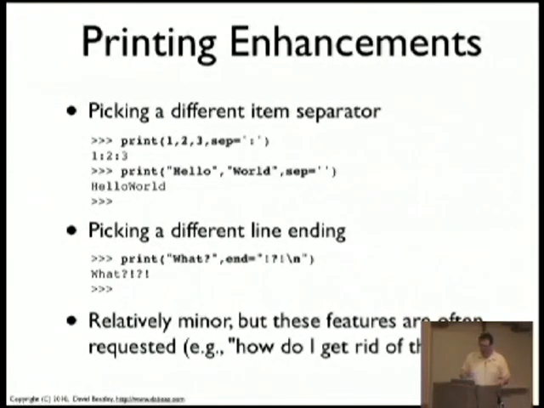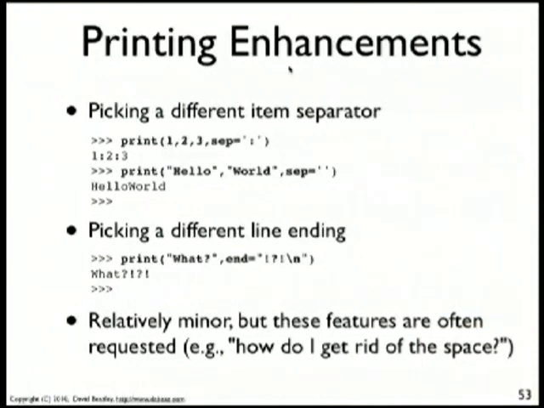And then a few other things. You can pick a different item separator now. This is actually a feature that I often get asked about when I do an intro Python class. Somebody will ask, is there any way I can change the separator from a space into a comma or something? It turns out that that's really easy to do. You can just say sep equals colon or comma, and you can change that.